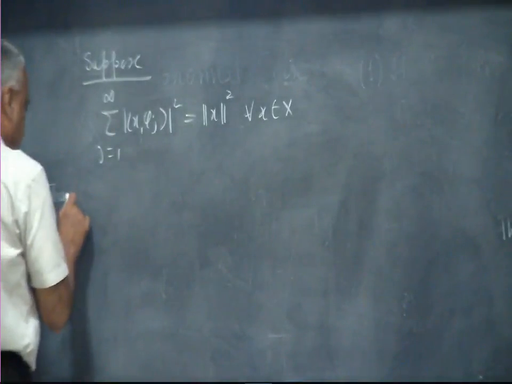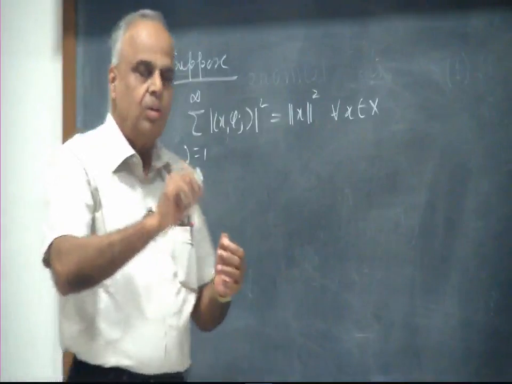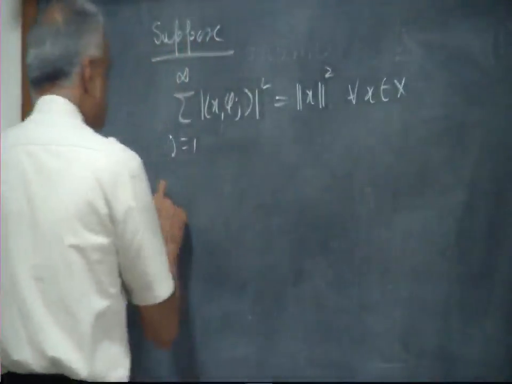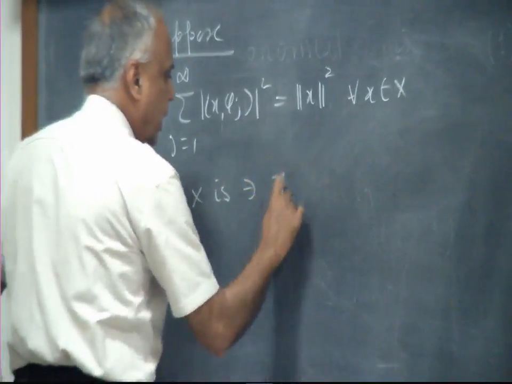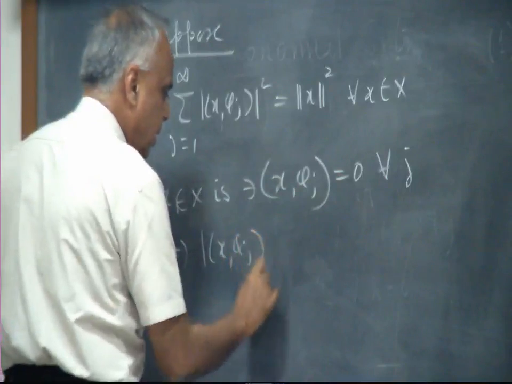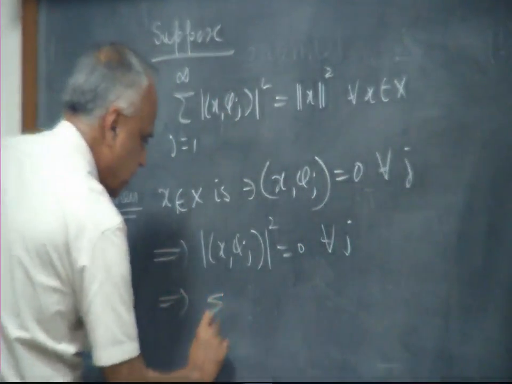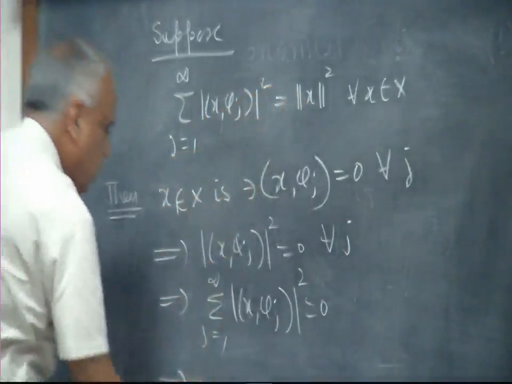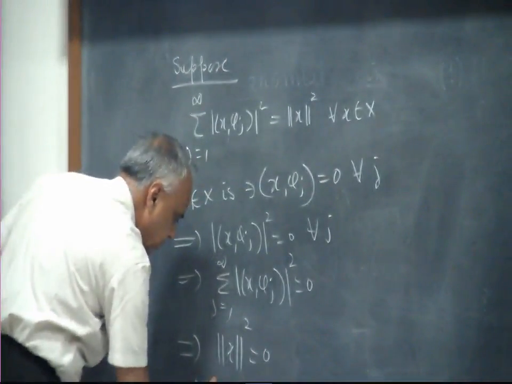Then, if a vector is orthogonal to all these phi's, then <x, phi_j> will be 0 for all j, and therefore, the left hand side will become 0, and therefore, the right hand side will be 0, therefore, x will be the 0 vector. That means, the only vector which can be orthogonal to all the phi_j's is the 0 vector. So, now, then x belongs to X is such that <x, phi_j> equal to 0 for every j implies |<x, phi_j>|^2 equal to 0 for every j, which implies summation j equal to 1 to infinity |<x, phi_j>|^2 is 0, which implies, because this is equal to norm x squared is equal to 0, which implies x is the 0 vector.